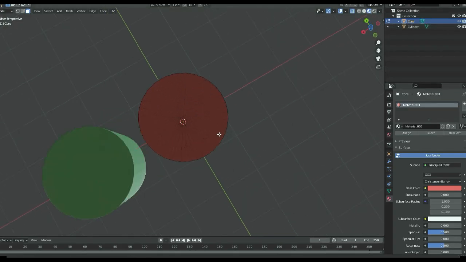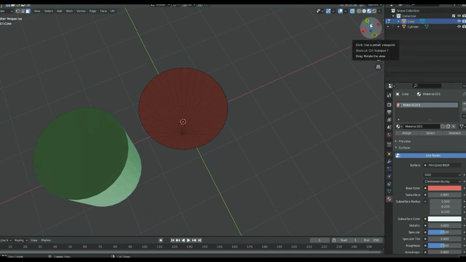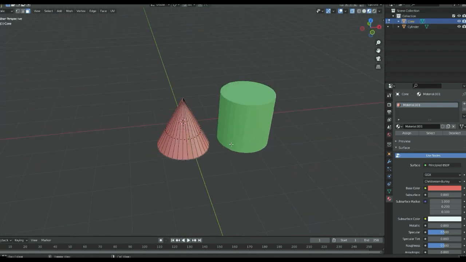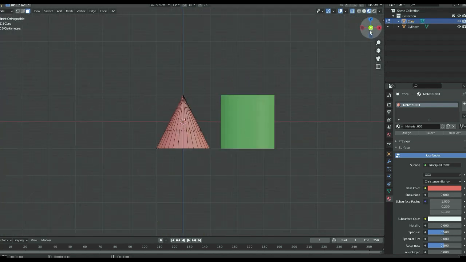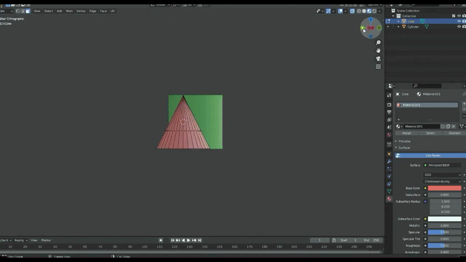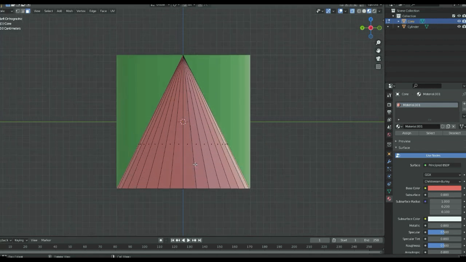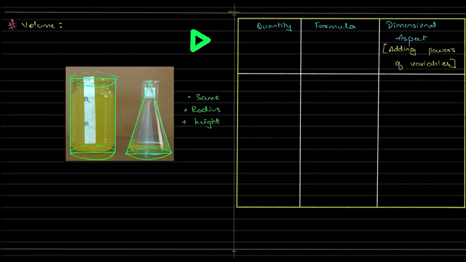Right, here I have a cone and a cylinder. Their base is of the same area, that is, their radius is the same. Both the circles are of the same radius, so they are congruent, and their height is also the same. Can you see that? Let me show from a different perspective. Can you see this? Their height is the same and the radius is the same. Agree?